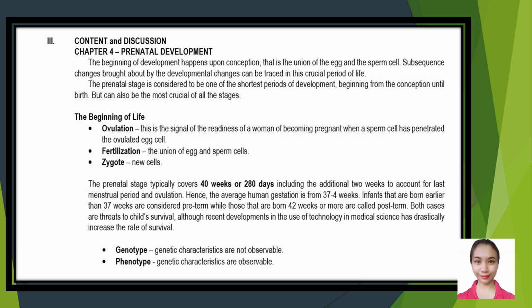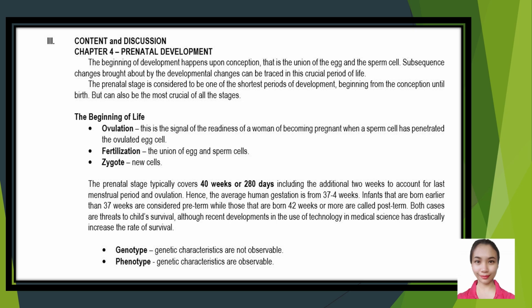The beginning of life. So, ovulation. This is the signal of the readiness of a woman of becoming pregnant when a sperm cell has penetrated the ovulated egg cell. So, this means, class, that ovulation is when a mature egg is released from the ovary. The egg then moves down the fallopian tube where it can be fertilized. If the sperm are in the fallopian tube when the egg is released, there is a good chance that the egg will be fertilized. So, it will create an embryo which can grow into a baby.